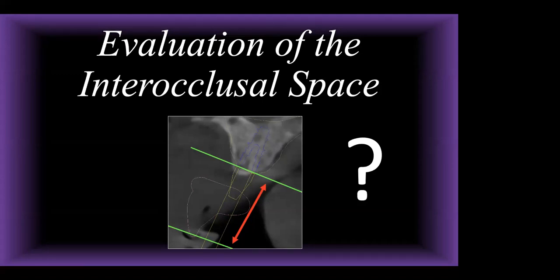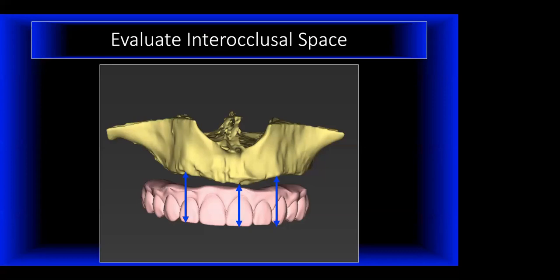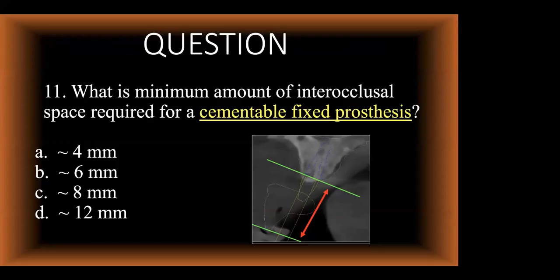Next evaluation, always evaluate interocclusal space. Remember, the patient's coming in for a prosthesis that needs to be aesthetic and have longevity and success. So we need enough interocclusal space. In some of these maxillas, we run out of room to make the prosthesis. So you have to make sure you have enough interocclusal space to make the prosthesis. So let's see, what does the literature state?